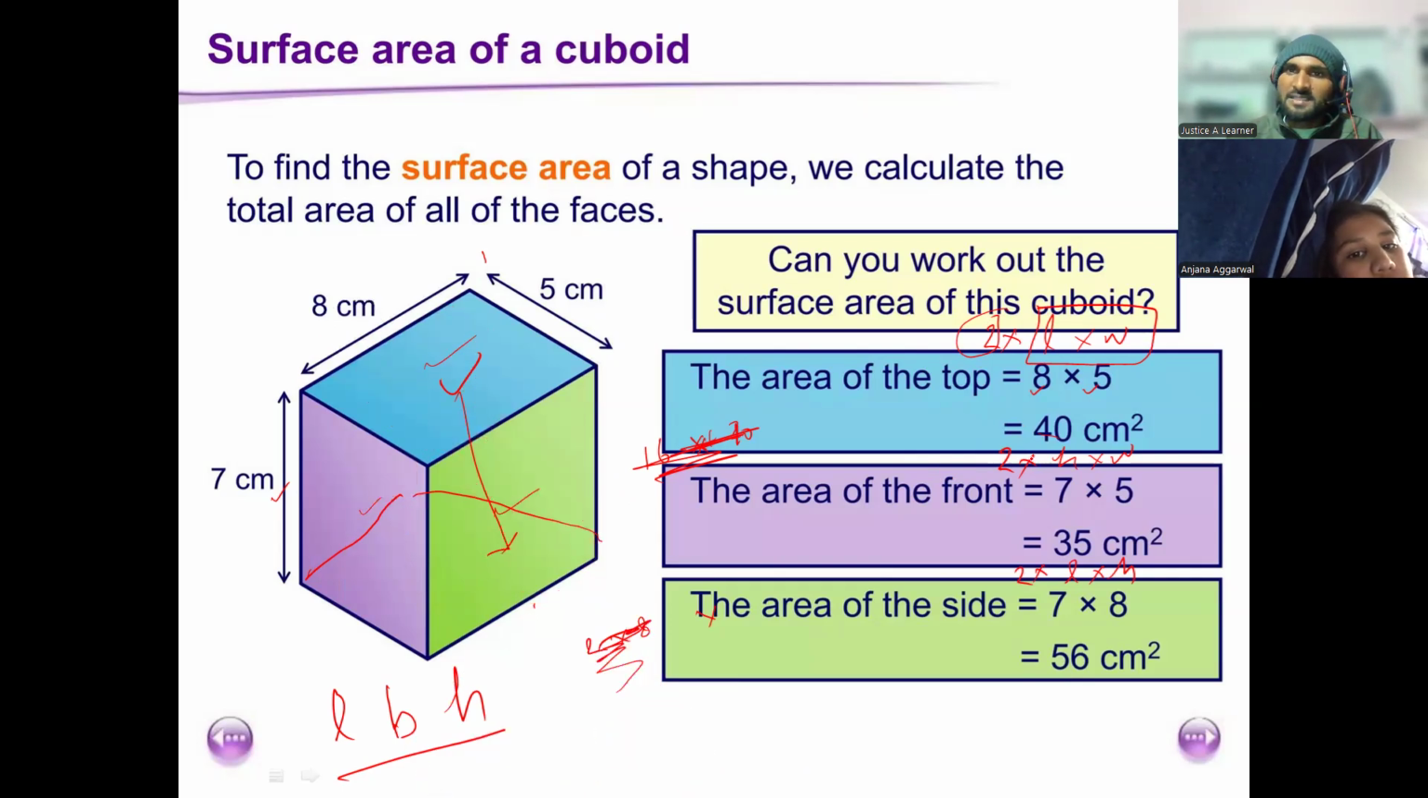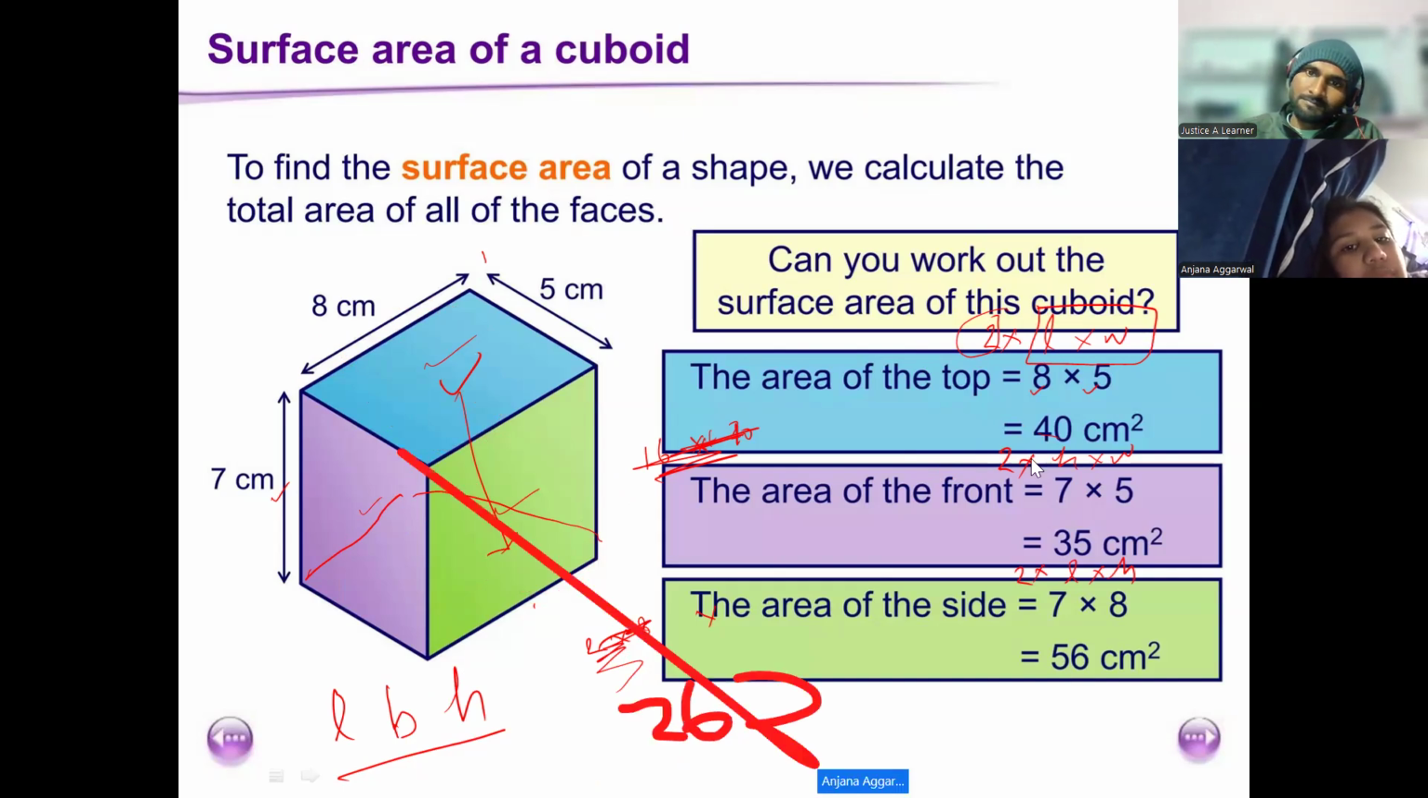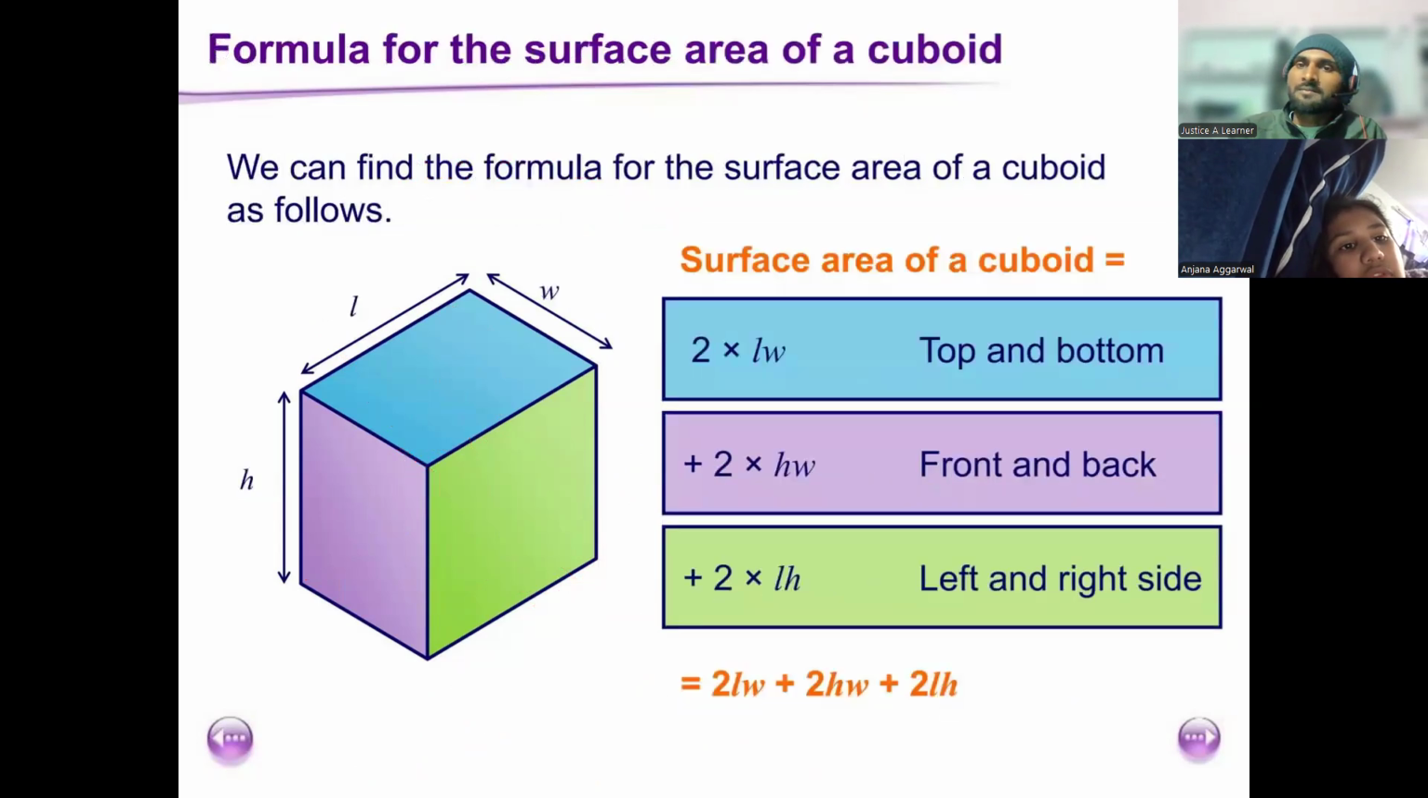I'm asking about the concept. Concept is clear about 2. Yes, now I get it. That's how we found this. So 2 into L into W is the top and bottom. And then 2 into height into width is the front and back. And this is 2 into L into H, that is left and right.